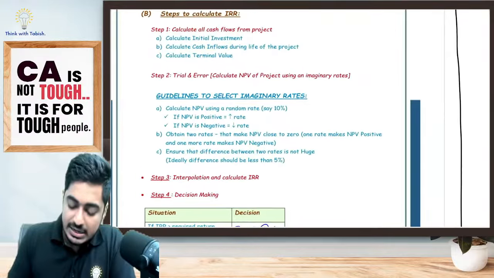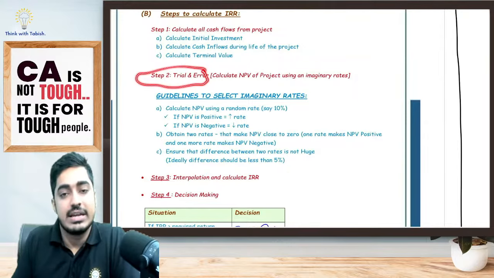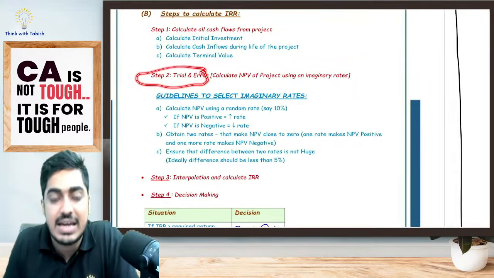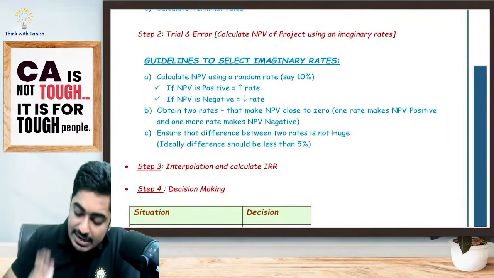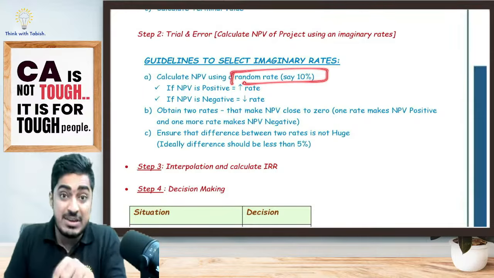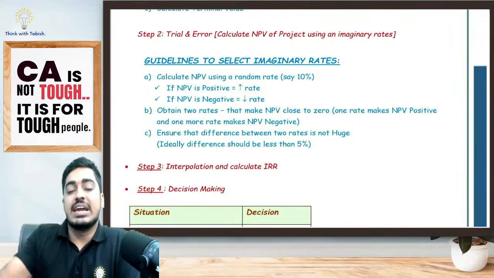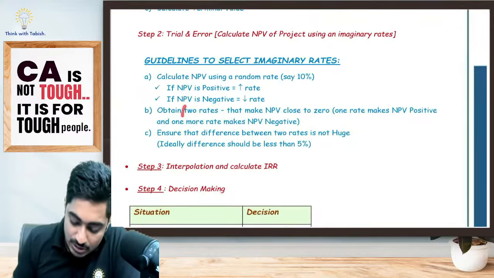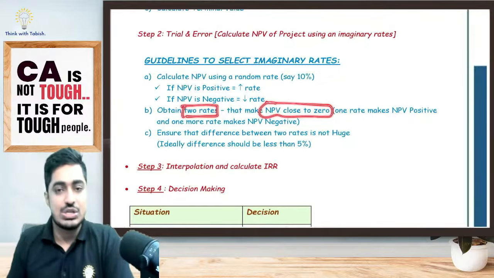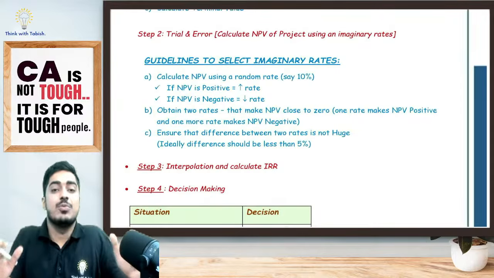Look at the steps to calculate internal rate of return. Step number 1, I will calculate all cash flows. Then, using trial and error, that is the interpolation technique, I will calculate my IRR. First I will select a random imaginary rate and calculate NPV. If NPV is positive, that means I am earning more than that, so I will increase the rate. If NPV is negative, that means I am not earning that much, so I will reduce my rate. Finally, I will obtain two rates that make NPV close to 0. Preferably, one rate will make NPV positive and one rate will make NPV negative. That is what we have to arrive at.